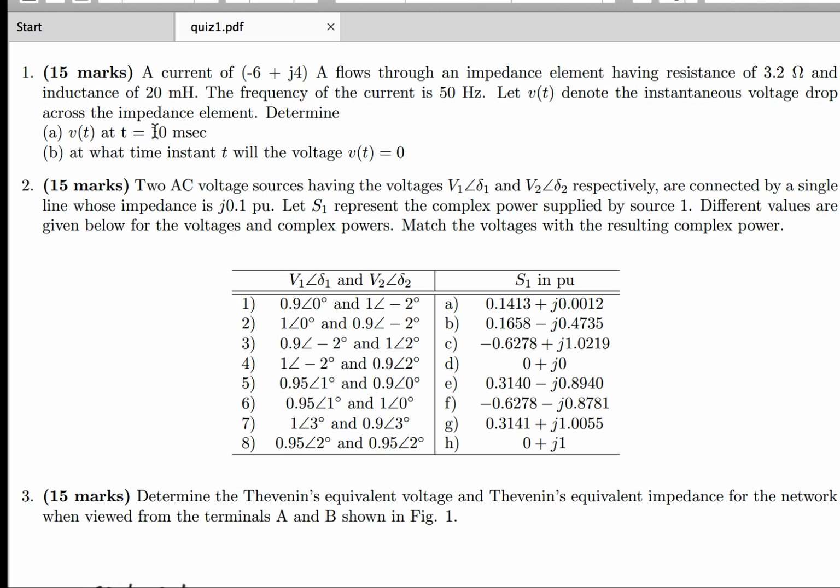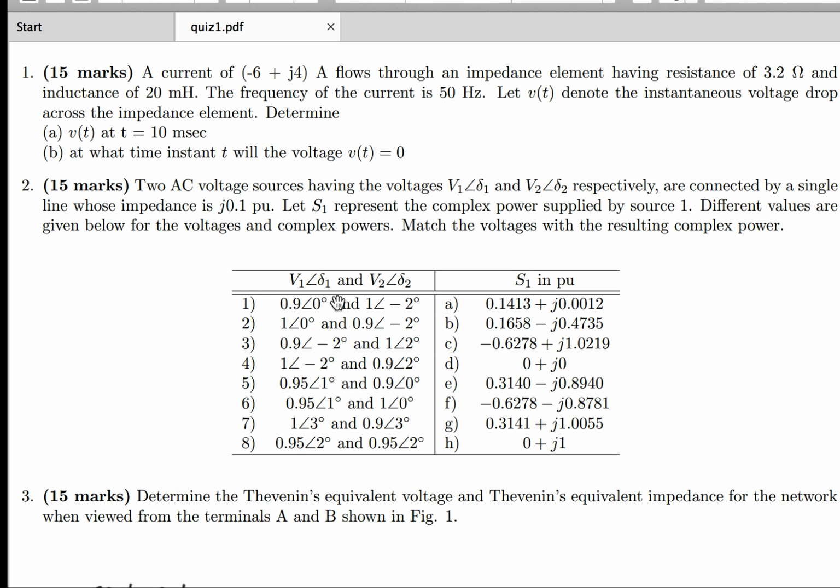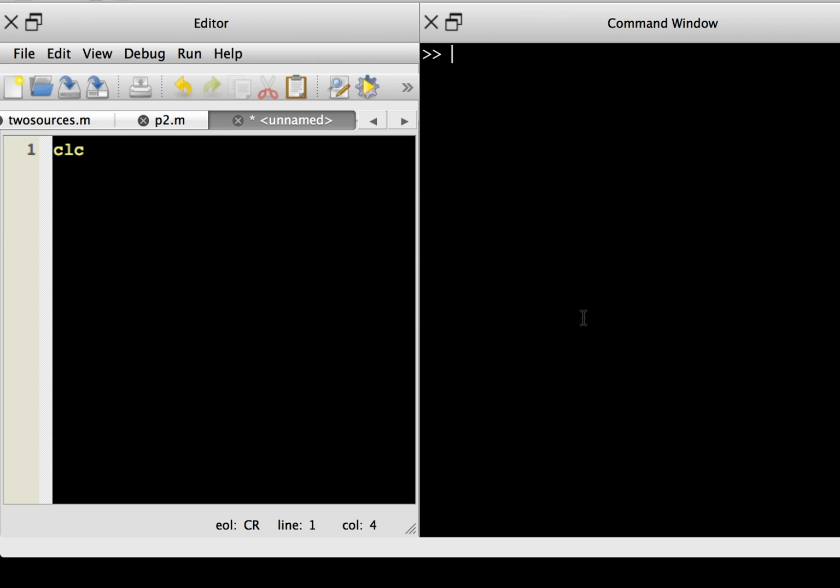V of t denotes the instantaneous voltage drop across the impedance element. Determine V of t at t equal to 10 milliseconds. So that is straightforward. I have this equation. So at t equal to 10 milliseconds, what is V of t? Again I go back to my calculator. So I'll just write this. 71.8 into sine of omega, that is 2 into pi into 50 into t.